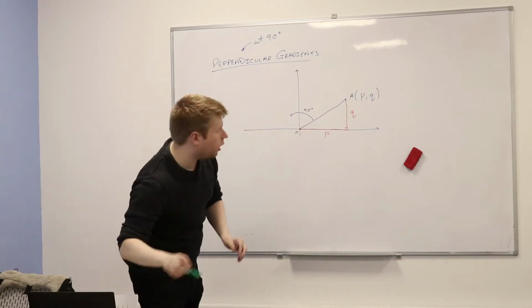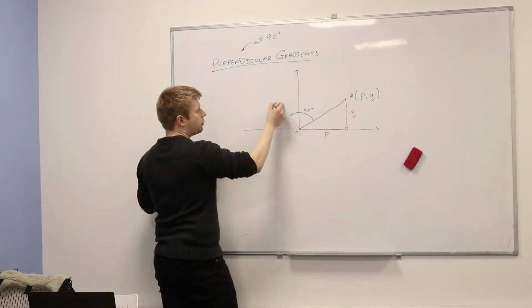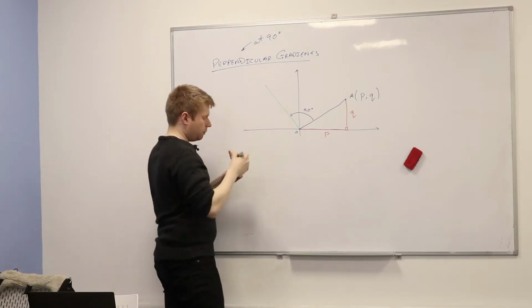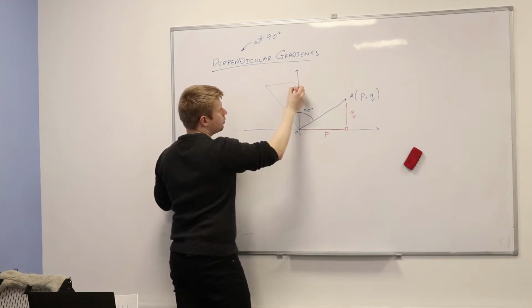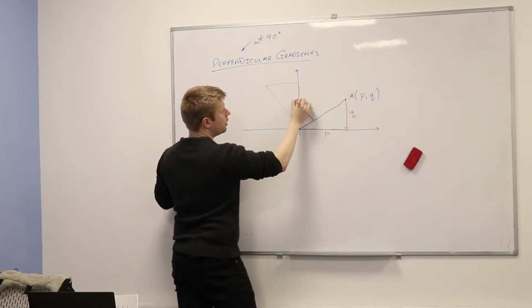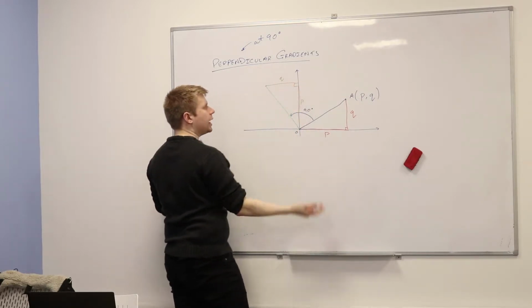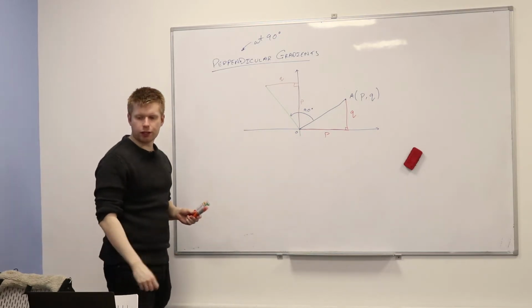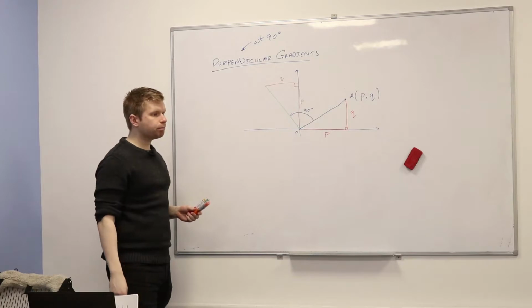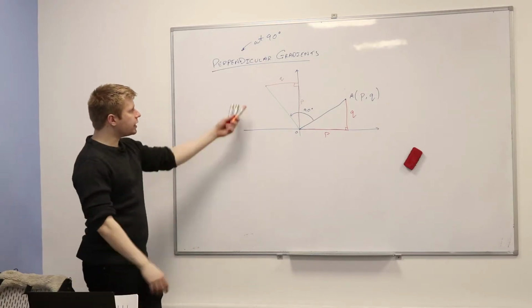So let me do it in a different colour. You're happy it will end up with something like this, and this is now my point. So this is still P, and this is still Q. It's just I've rotated it through 90 degrees. Can you see that? In fact, I can do that on the screen, like so. Make sense? Okay, good. So this is my new point.